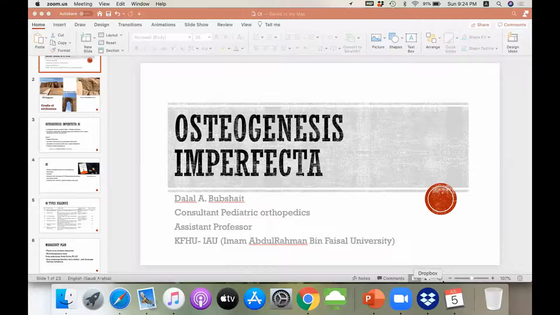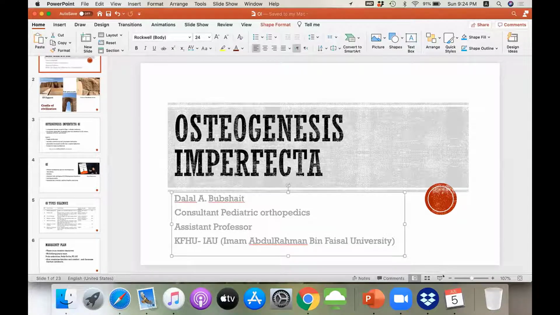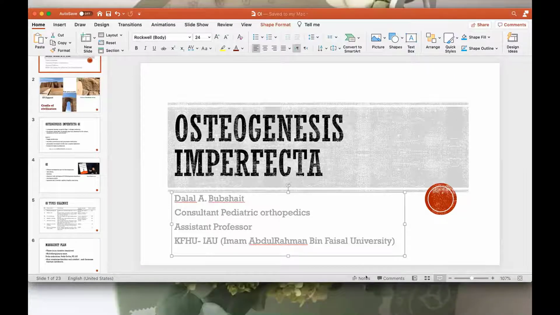Now we move to the second distinguished speaker, Professor Dr. Dalal Boubashir. She's a professor from Al-Imam Abdurrahman bin Faisal University in Saudi Arabia. She's well known to the Iraqi Orthopedic Association, always cooperative with us. So Professor Dalal will speak about the osteogenesis imperfecta treatment protocols. Go ahead, please, Dr. Dalal.